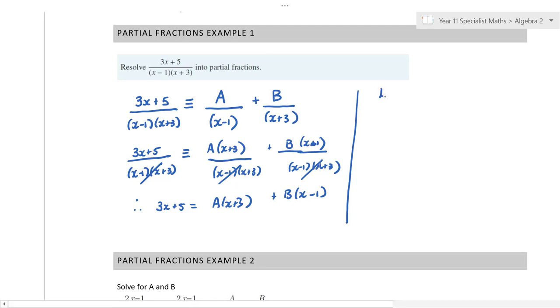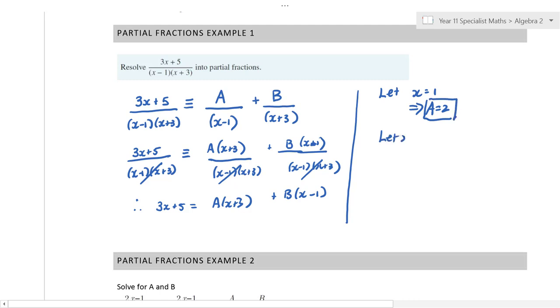So let x equal 1. And of course, if you're really good, I'm going to say, this implies that. Now I'm going to do this in my head. 3 times 1 is 3, plus 5 is 8. 4A is equal to 8. A is equal to 2. Big A is equal to 2. So we've found what big A is equal to.